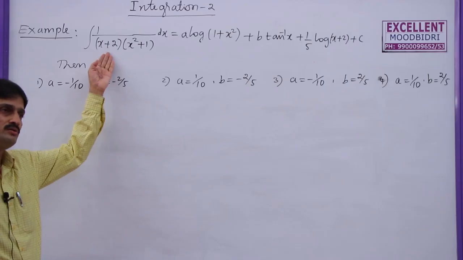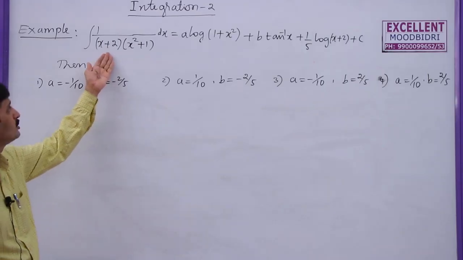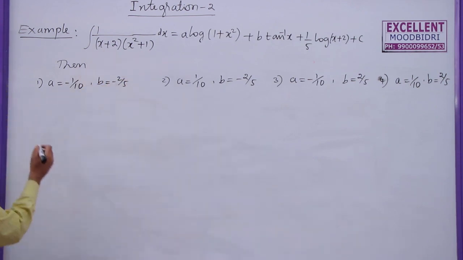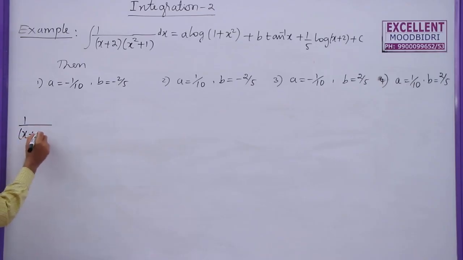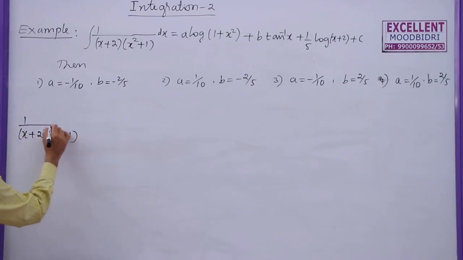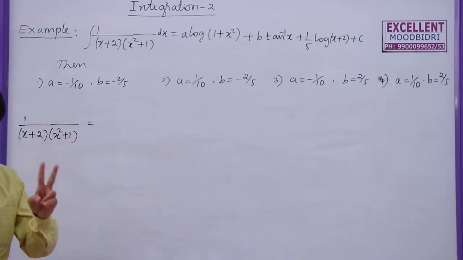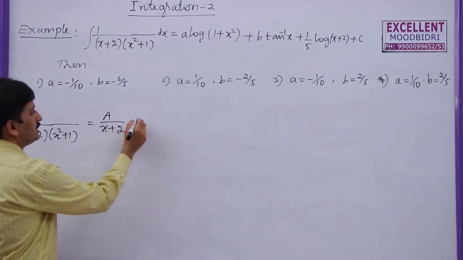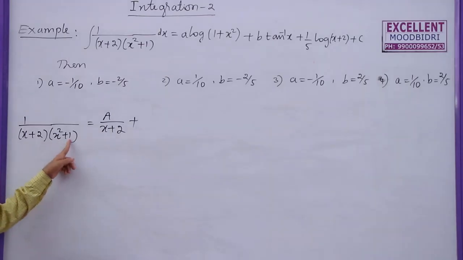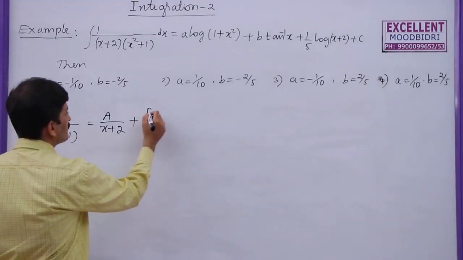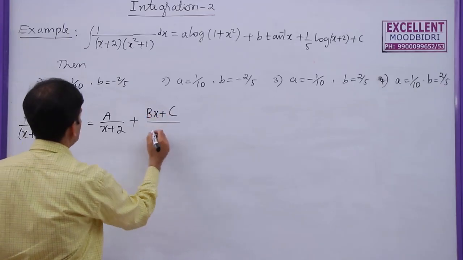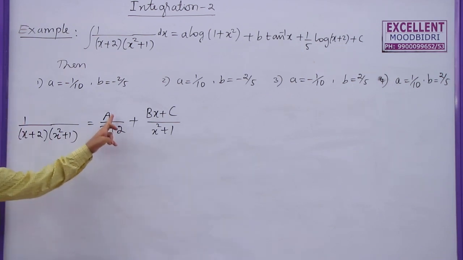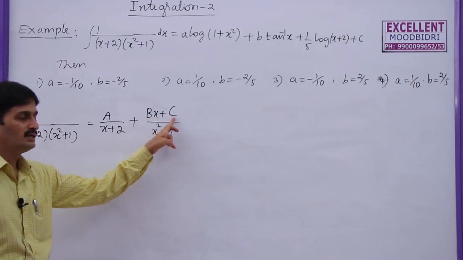Now look at this question. I think this has to be solved by integration by partial fractions. Look at the denominator: you have a linear and a quadratic expression. That means 1 by (x + 2)(x² + 1) should be written as the sum of 2 partial fractions. x + 2 is linear, so A by (x + 2), plus x² + 1 is quadratic, so assume the partial fraction of this type, (Bx + C) by (x² + 1). Now add. Let us find the values of A, B and C.